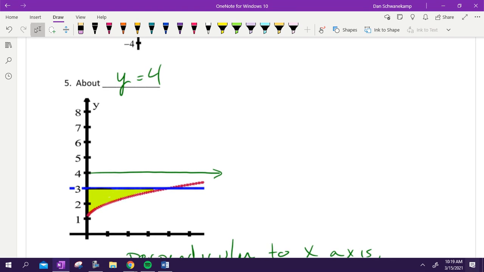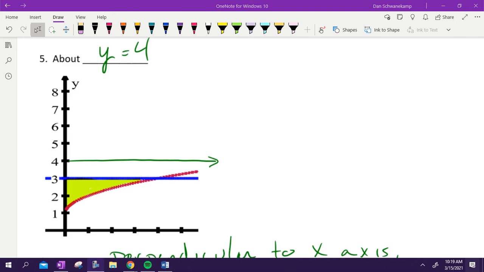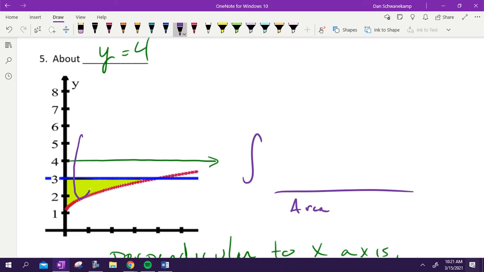Take that thing and revolve it around the line y equals 4. You are finding volume. We're setting this thing up. We're doing volume because I'm integrating this thing. How do we find volume by integrating the area? We are rotating this direction, and so my circles, or my shape, is going to be perpendicular to the x-axis. So it's a dx problem.